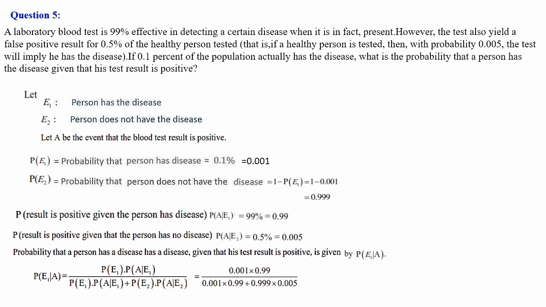Let's substitute it. P of E1 we have got as 0.001 into P of A given E1, which is 0.99, divided by 0.001 into 0.99 plus P of E2, which we have calculated as 0.999, into P of A given E2, which is here 0.005. In all decimal calculations you have to be very careful when you calculate.